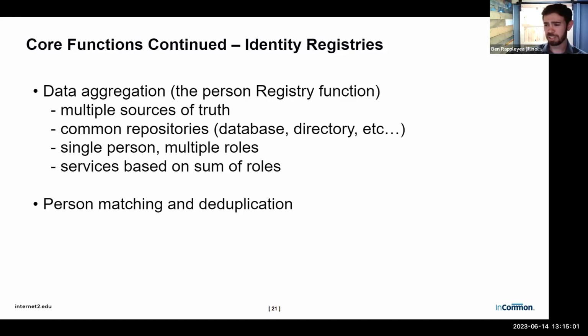Person matching and deduplication, I'm not going to get into a whole lot today, but some things to think about are, where in your chain of events and systems does that occur for you? And how do you clean up duplicates when they do happen for you?